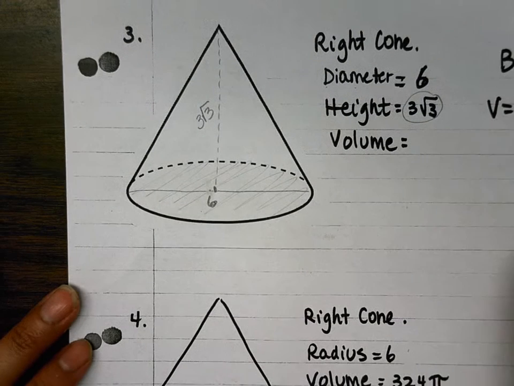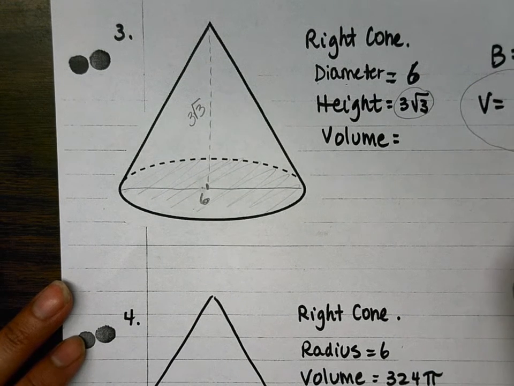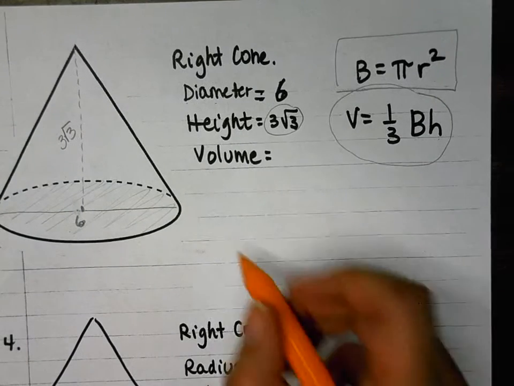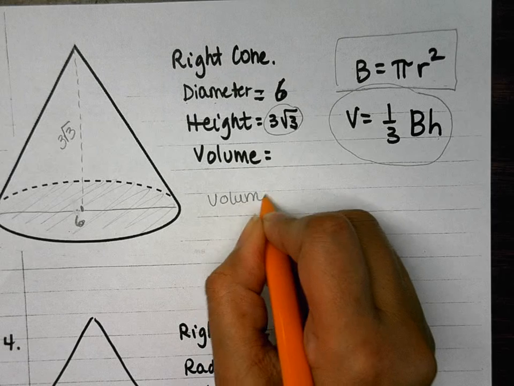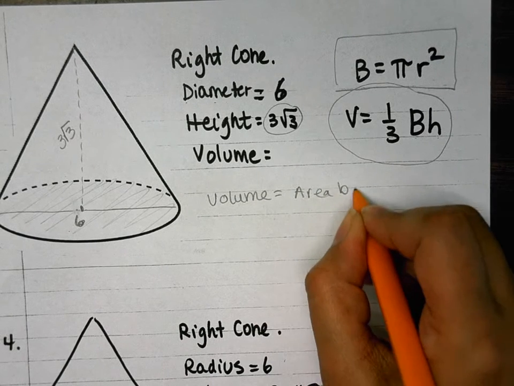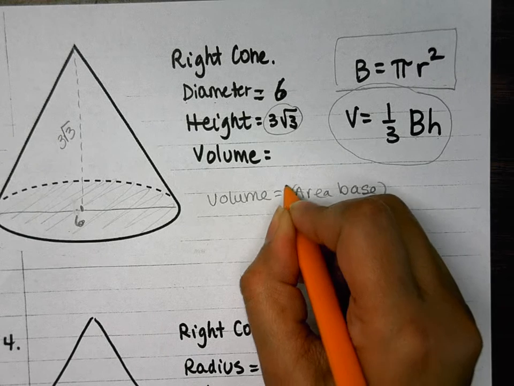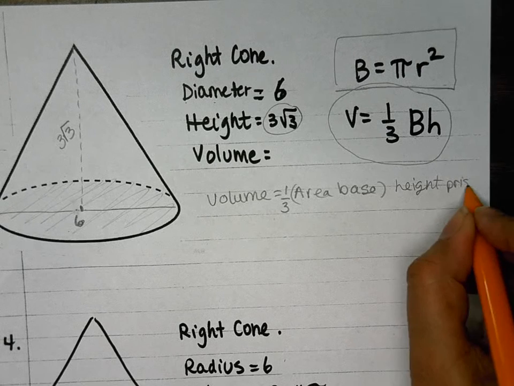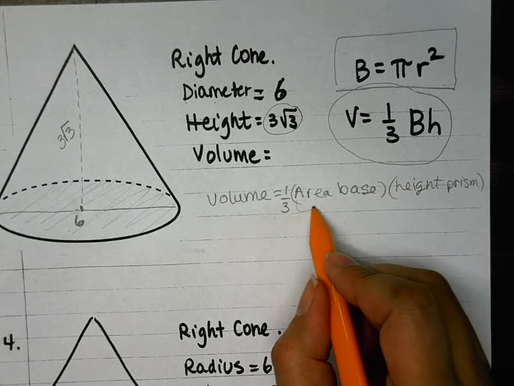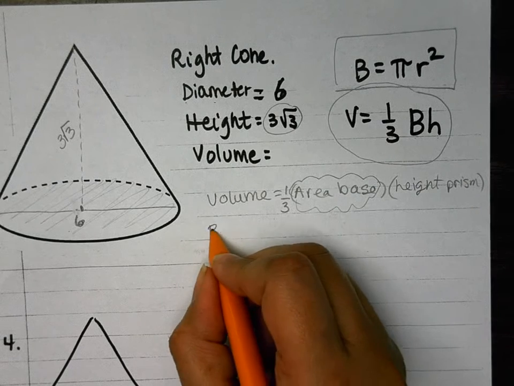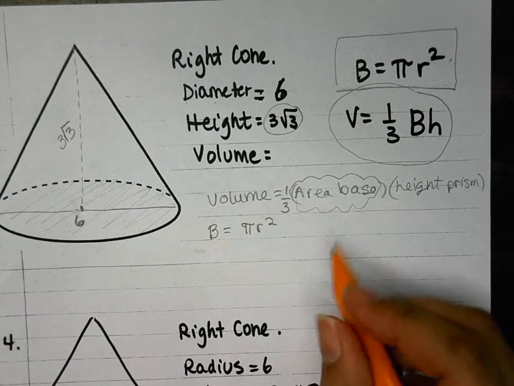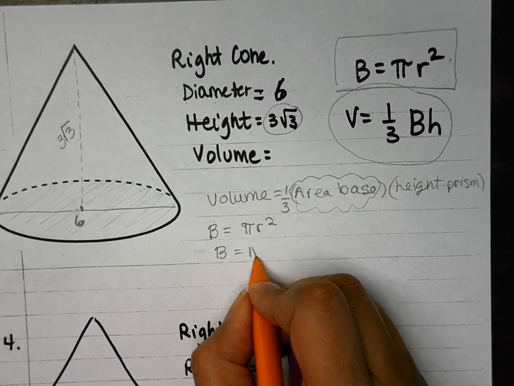All right, volume is 1/3 area of the base times the height, and because it's a circle, what's the area of the base? Pi r squared. So volume equals, and what do I put in front of the area of the base? 1/3 times the height of the prism. What uppercase letter do I use for area of the base? Big B equals, and what is big B in this case? Pi r squared.